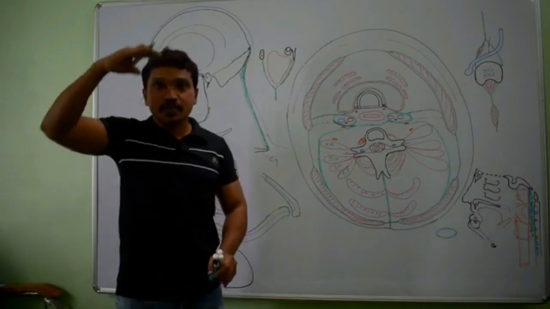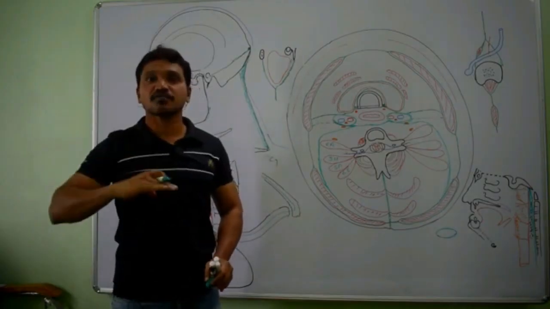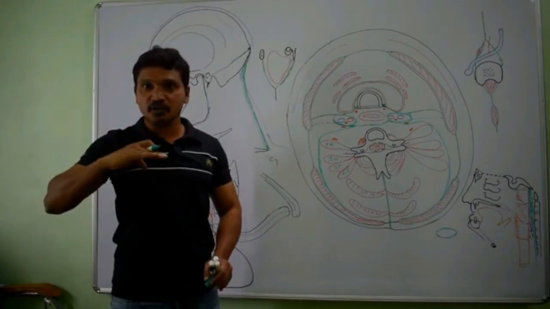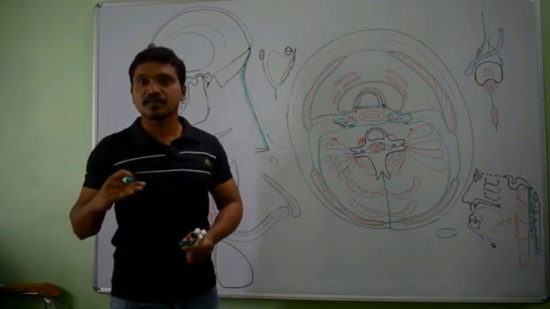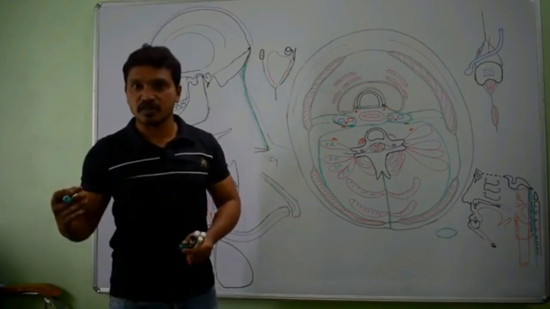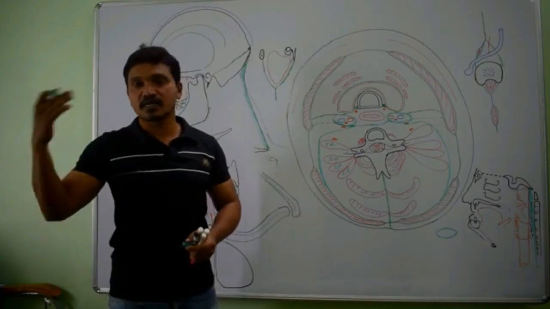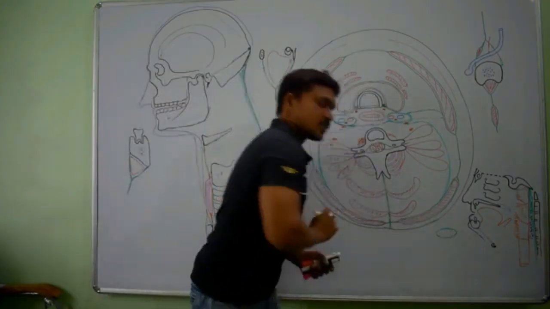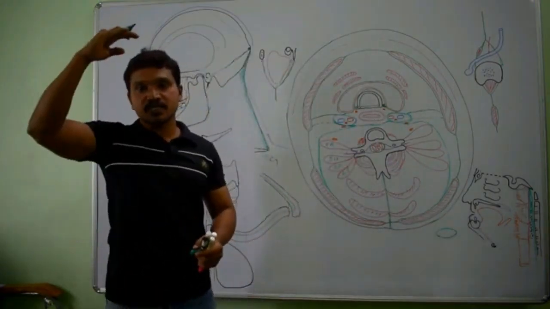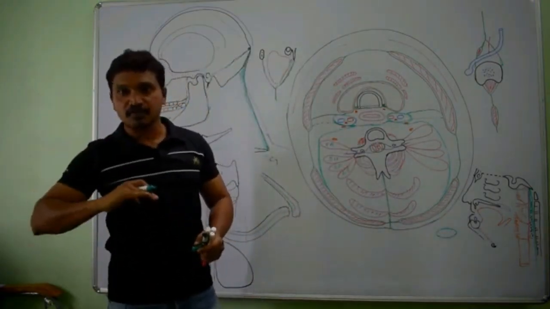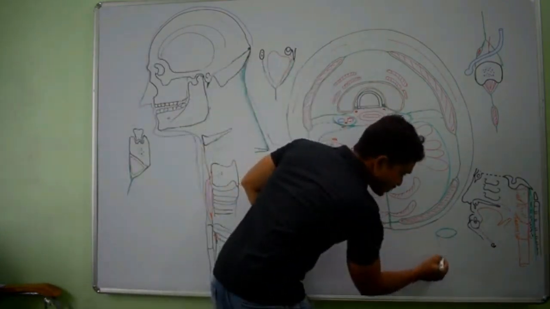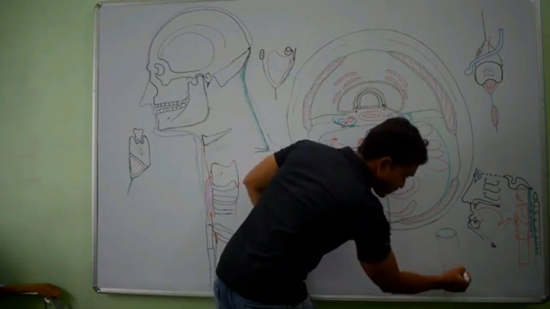It is extending from the base of the skull to the arch of aorta, because the carotid system will be arising from the arch of aorta only. Of course, on the right side, it is taking origin from the brachiocephalic trunk. Still, the brachiocephalic trunk will be taking origin from the arch of aorta only. So this carotid sheath extends from the base of the skull to the arch of aorta, right? So this is the carotid sheath.